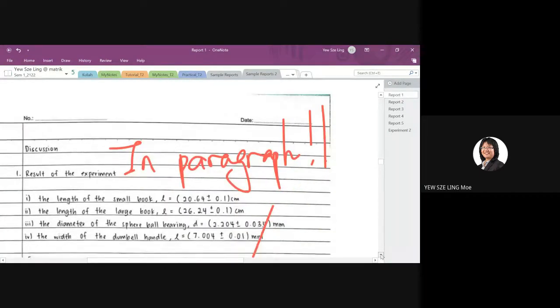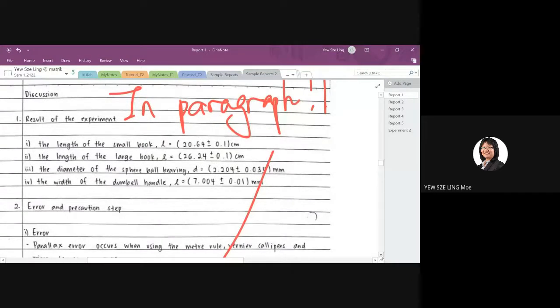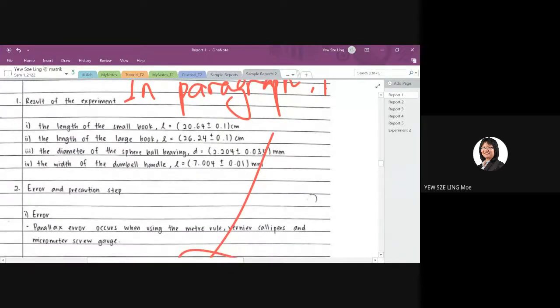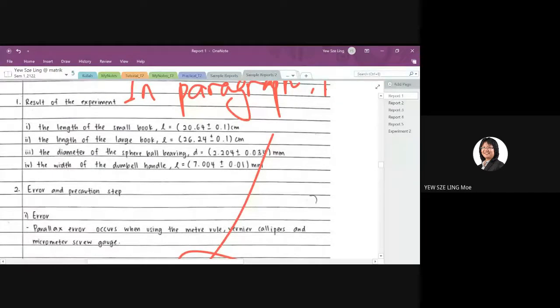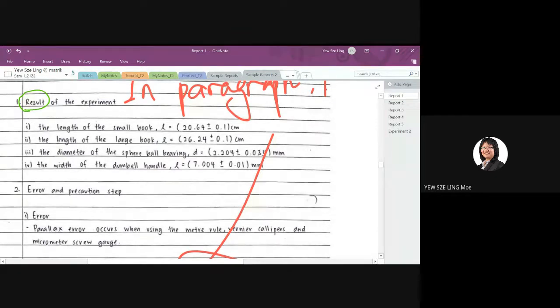Okay, so discussion. This is a very, very poor discussion. First of all, you should write it in terms of paragraph. And then first one, result of the experiment. What does it mean by result of the experiment? You have to refer to the objective. Objective asks you to calculate length and also uncertainty. So first paragraph, these students just give me 4 readings on the length without the uncertainty.